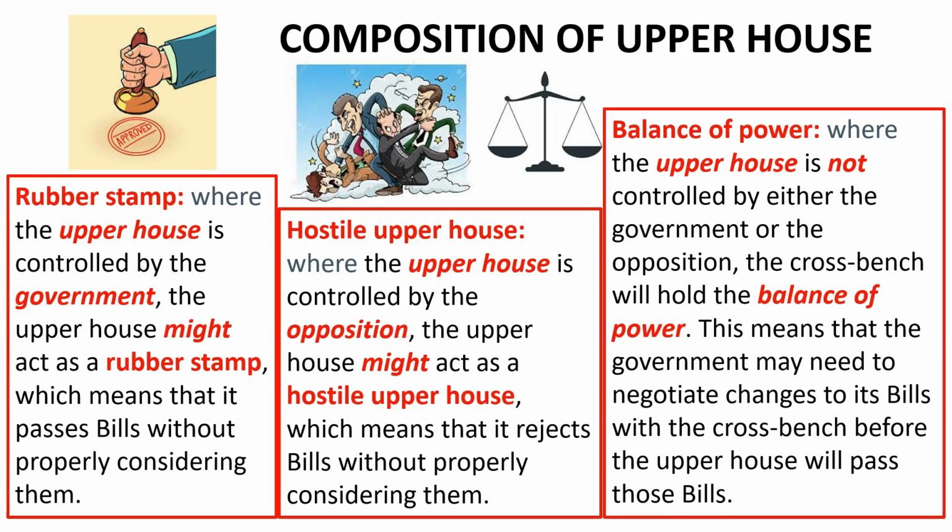This in turn means that the government might need to negotiate changes to those bills with the crossbenchers so that they can be persuaded to vote in favour of the bills, with the result that those bills are passed by the upper house.